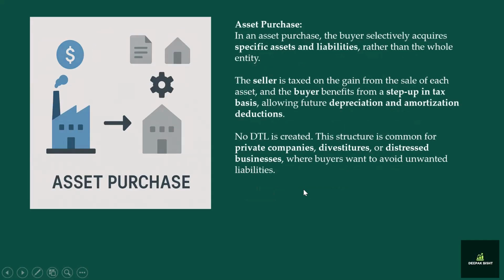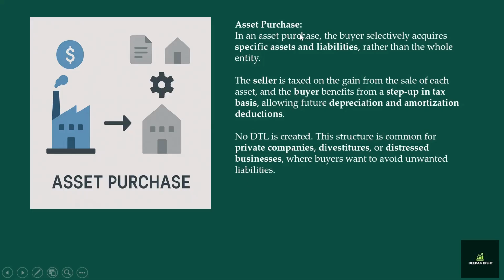And under an asset purchase, specific assets and liabilities are being bought. The buyer doesn't take the liabilities, but only the assets, and the seller pays taxes on the assets and the capital gains. And yes, the buyer gets a tax benefit because the government allows them to step up the tax basis. So it will allow them to depreciate and amortize deductions in the future. And this is pretty much done in private or distressed companies or during divestitures.